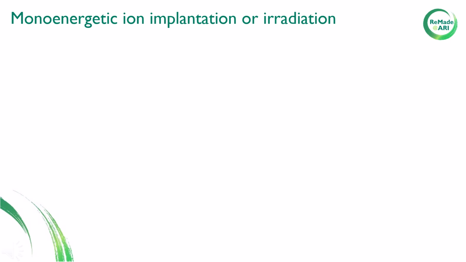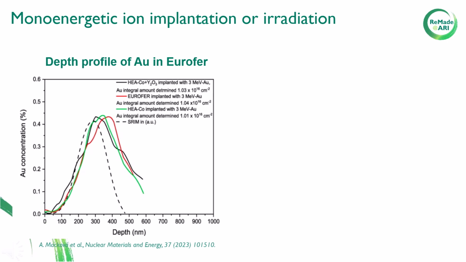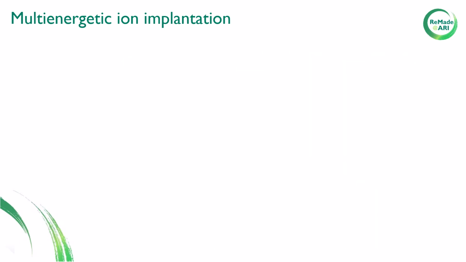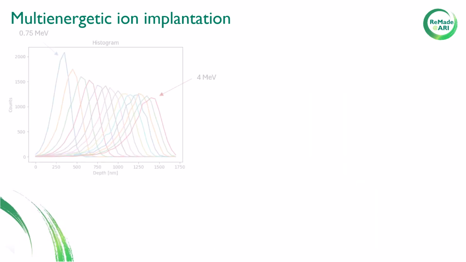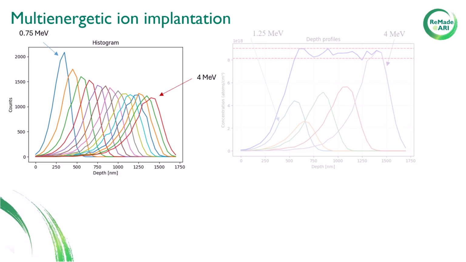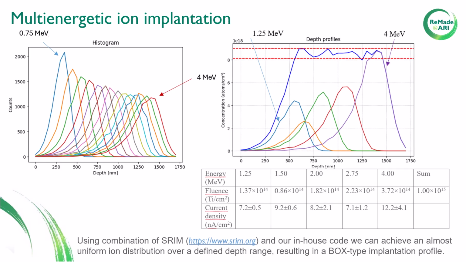Monoenergetic implantation allows for material modification at a precise depth. This technique is applied, for instance, in the study of radiation damage in alloys and the doping of crystalline structures. In contrast, multi-energetic implantation is suitable when aiming for uniform irradiation of a specific region. Using a combination of SRIM and our in-house code, we can achieve an almost uniform ion distribution over a defined depth range, resulting in a box-type implantation profile.